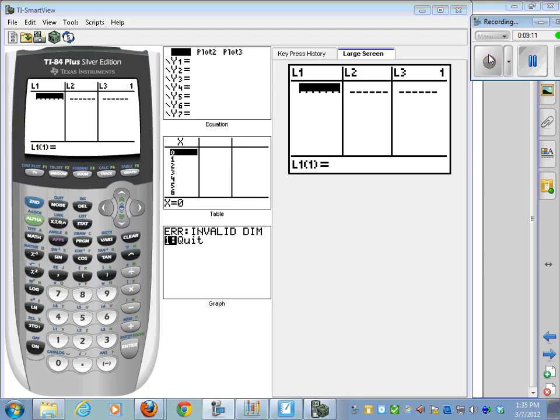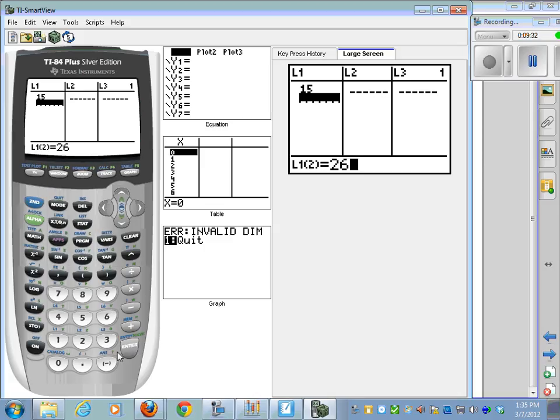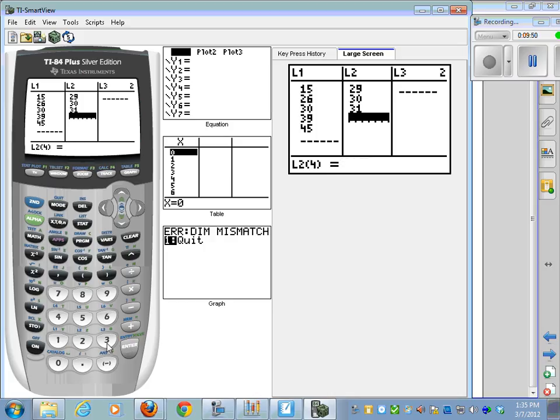Okay, so what do you do? You enter the data into your lists. So the first set of data is 15, 26, 30, 39, and 45. Might as well put the second one in there as well. 29, 30, 31, 32 and 33.